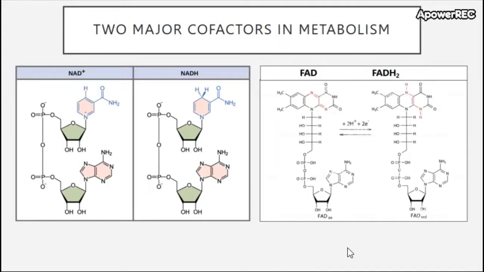So remember in the past we talked about reactive oxygen species. They're reactive and they're toxic because they go around snatching electrons from other molecules in the cell, thereby oxidizing them.